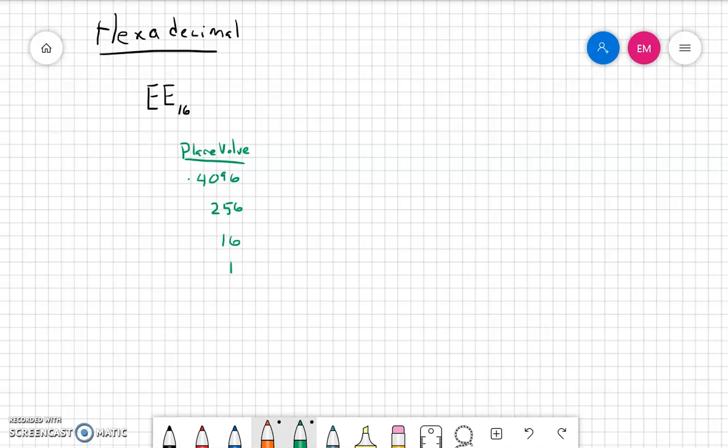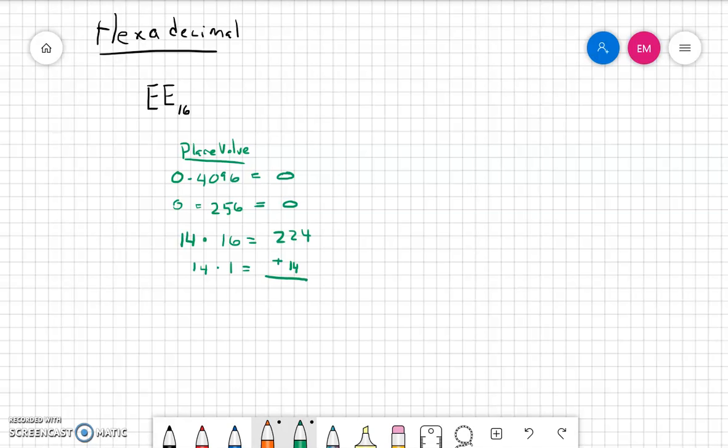Thinking about this, there's 0 in the 4096 place value. So basically, we get 0 there. There's also 0 in the 256 place value. So we're going to get 0 there. This is the 16's place value. And remember, E represents 14. So we have 14 16's. 14 times 16 gives us 224. And this place value here is the 1's place value. And again, an E represents 14. So 14 ones gives us 14.